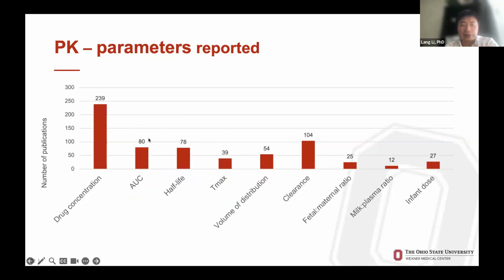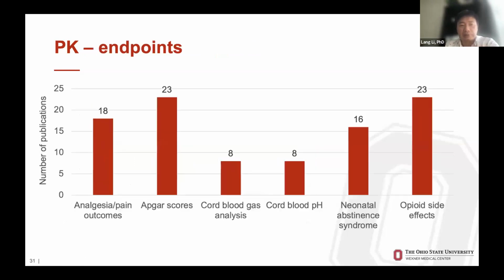This is a very interesting slide showing what types of PK parameters we're collecting in the database. You can also see some diversity there. The most often reported PK parameters in the papers are concentration, AUC, half-life, and clearance. Those are very typical. Then we also saw published Tmax, volume of distribution, fetal-maternal ratio of the drug, milk-plasma ratio, and infant dose. Some of these, like infant dose, are technically calculated numbers. So those are very interesting observations on how PK parameters are presented in the literature.